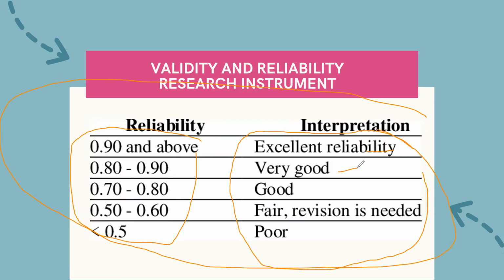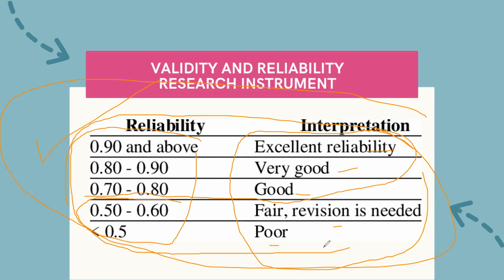Is it excellent? Is it very good? Good, fair, needs revision, or poor? If it's 0.70 and above, of course, that's a great indication that your instrument is good. It is acceptable. But once it is below it, such as 0.50 and below, sorry, but your questionnaire needs revision, and there's a greater chance that you might conduct another validity and reliability test, or you will pilot again another set of respondents. So that is the indication of the validity and reliability of research instruments.